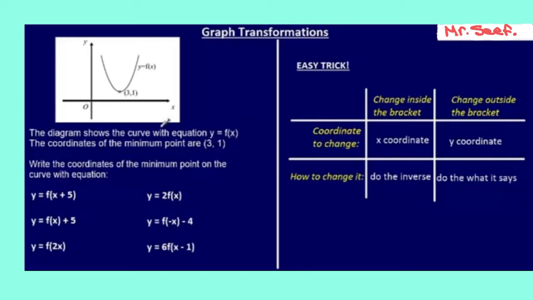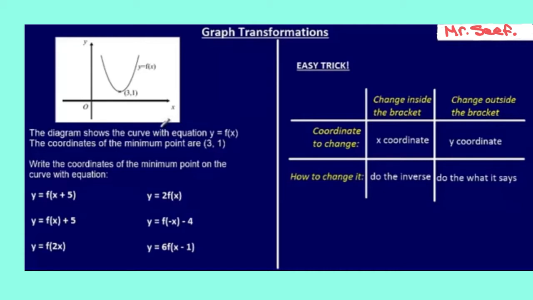On the left-hand side, we have the picture of a quadratic. Its vertex is noted to be 3, 1, and that is the graph of y equals f of x. The diagram shows the curve with equation y equals f of x. The coordinates of the minimum point are 3, 1. Write the coordinates of the minimum point on the curve with the following equations. So we'll go through them one by one, and we'll use the grid on the right hand side to work out the new coordinate of the vertex.